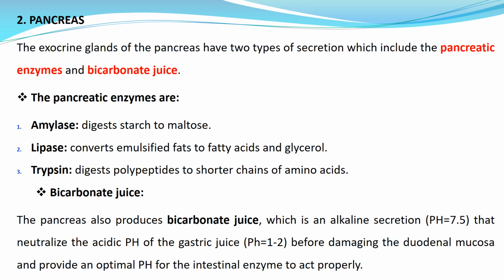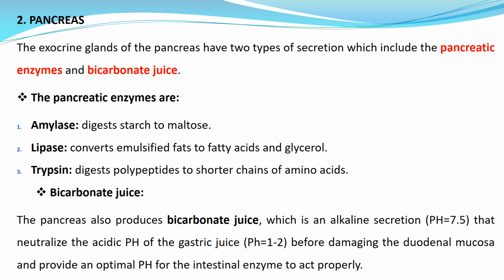The pancreas also produces bicarbonate juice. If you remember when we spoke about the pancreas, it has two types of secretion, pancreatic enzymes and bicarbonate. So what is the function of bicarbonate juice, which is an alkaline secretion? The pH of the bicarbonate juice is about 7.5. That neutralizes the acidic pH of the gastric juice. As we remember, the gastric juice has an acidic pH of about 1 to 2.